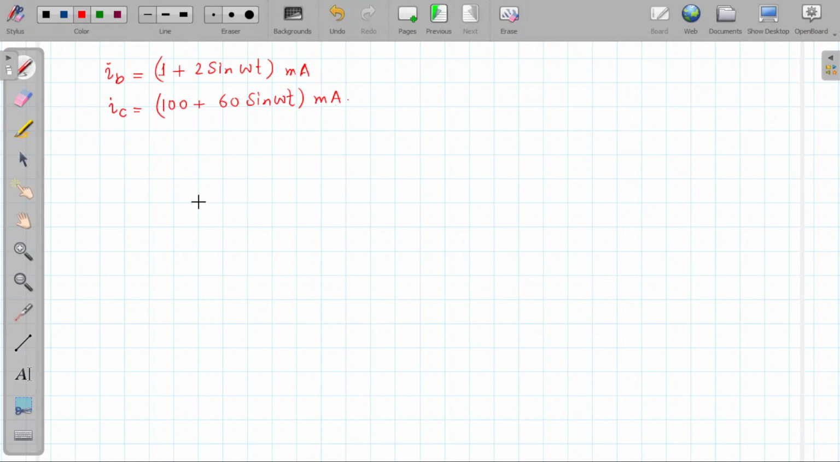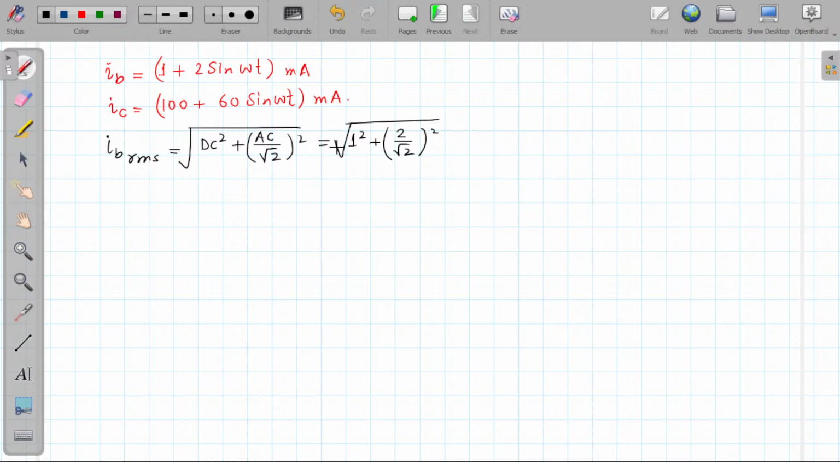Now if I want to find the IB RMS value, hopefully you know how to find the RMS value. That is nothing but the square root of the DC square plus the AC value divided by root 2, whole square. So what will be the value of IB RMS? The DC value is 1, so that is 1 square. The AC value is 2, so that means 2 by root 2, whole square, and whole root over. So you will get the value of root 3 milliampere.